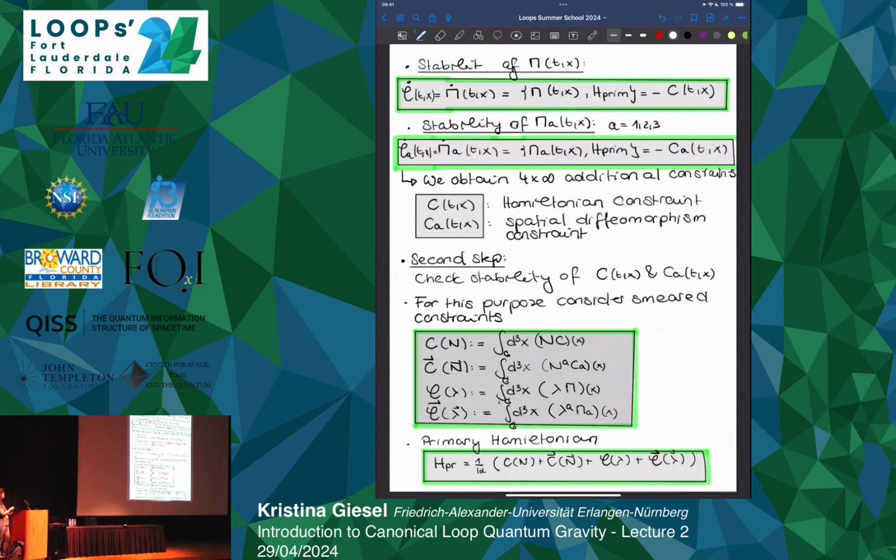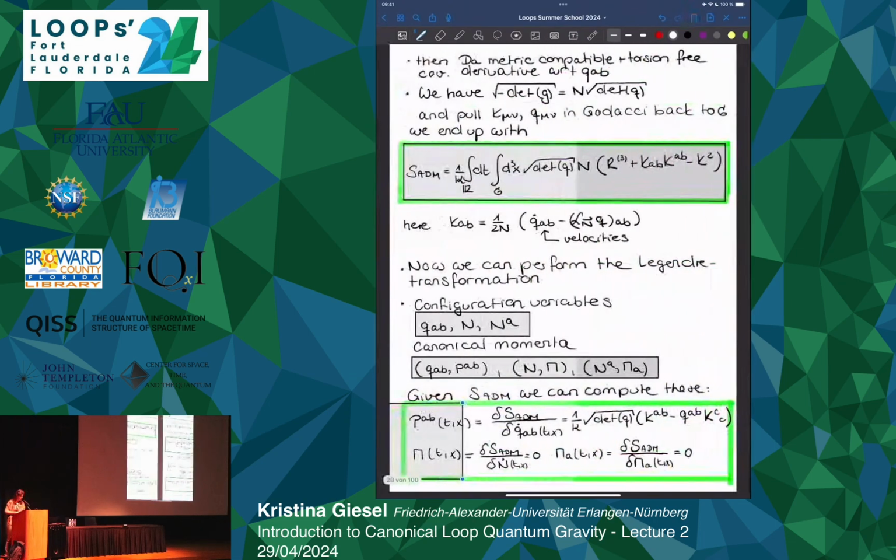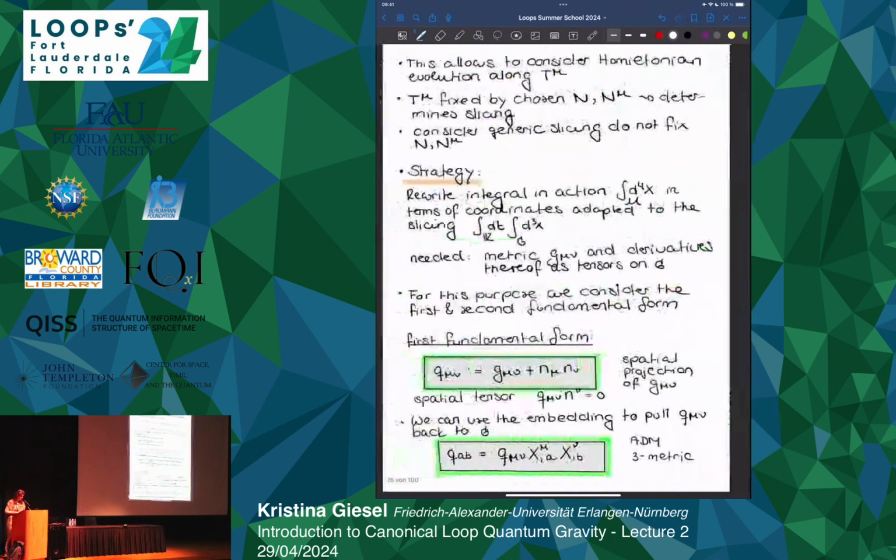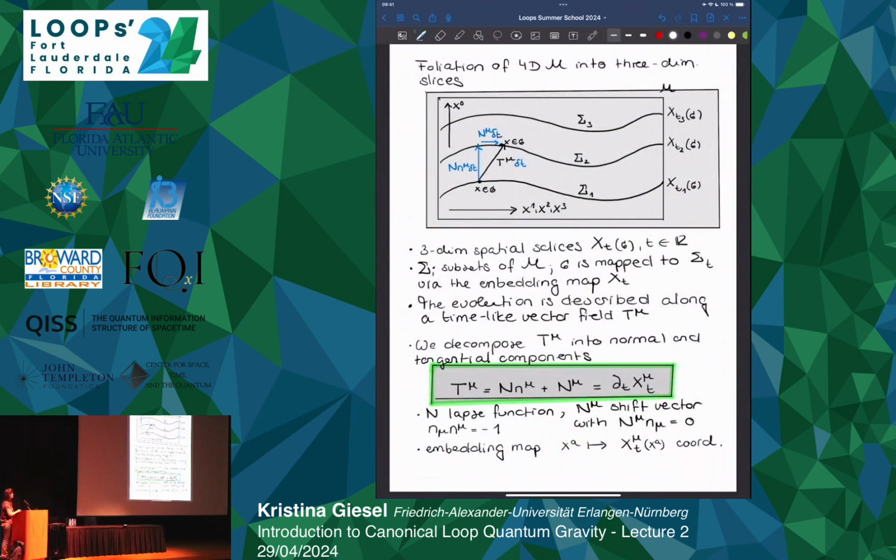Now one calls C the Hamiltonian constraint and C^A the spatial diffeomorphism constraint, for the reason that if we go back to this picture where we sliced our space-time, then C is generating diffeomorphisms orthogonal to these hypersurfaces, whereas C^A is generating diffeomorphisms within sigma. So that's where these names come from.